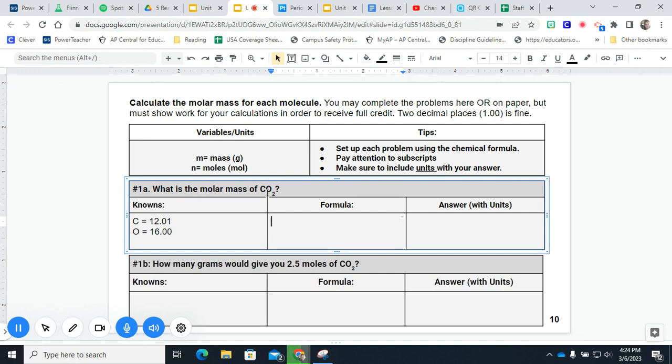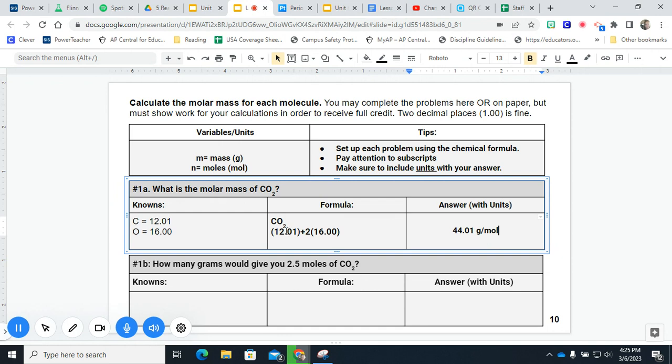The formula is going to go with the chemical formula. So if I want, I can copy the chemical formula here. And then on the next line, I'm going to include 1 times the mass of carbon plus 2 times the mass of oxygen. And the total would be 44.01. And because we're calculating molar mass, that's grams per mole. So the molar mass of carbon dioxide is 44.01 grams per mole.